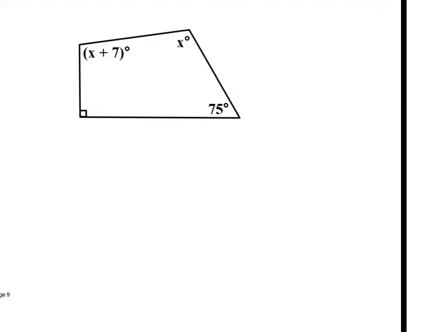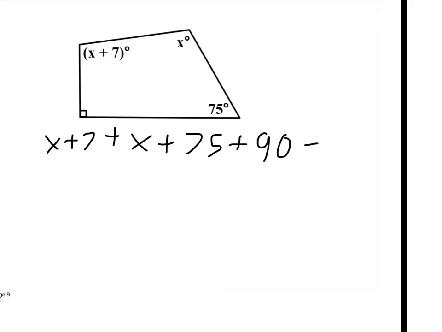Here they give you a quadrilateral. They say find the missing angle measures, and there are two missing angle measures, x and x plus 7. So we add those up. x plus 7 is one angle. x is another angle. 75 is the other angle. And the last angle, with the little square in the corner, is 90. That's a right angle. And this adds up to 360 degrees.